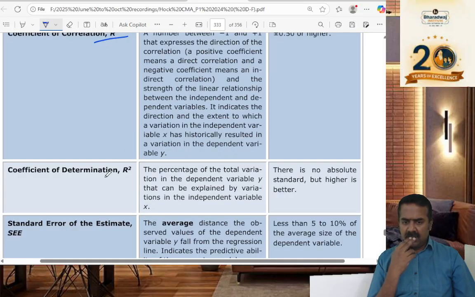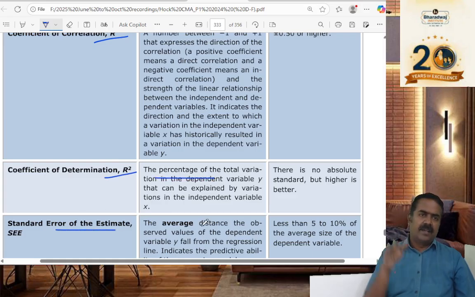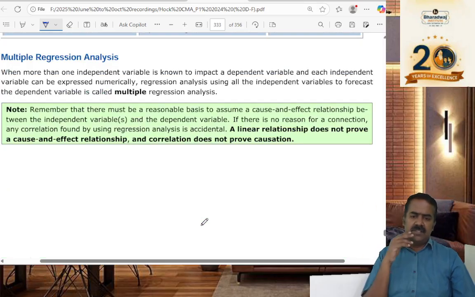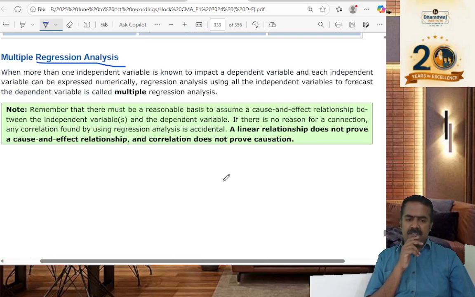So R squared is nothing but percentage, we saw. Standard error is nothing but what? The deviation. Standard deviation. It is nothing but what? Deviation.